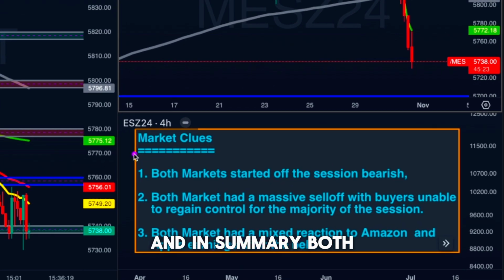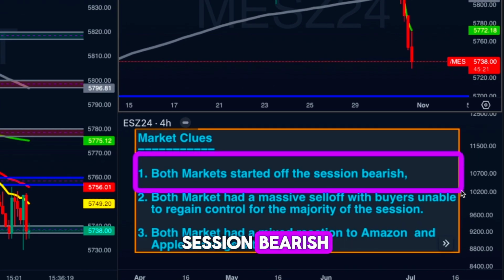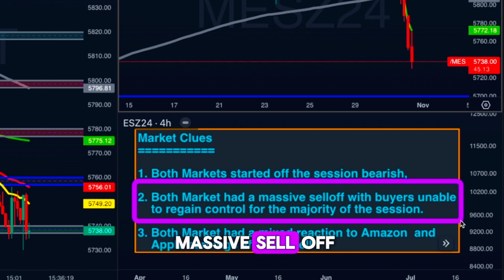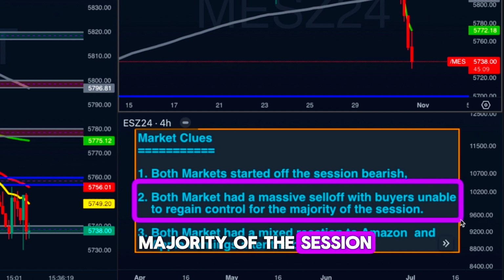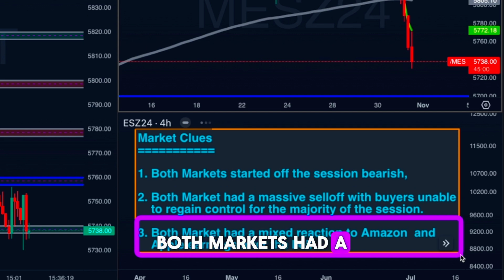And in summary, both markets started off the session bearish. Both markets had a massive sell-off with buyers unable to regain control for the majority of the session. And finally, both markets had a mixed reaction to Amazon and Apple earnings after the bell, with the Nasdaq being more bullish and the ES being more bearish.